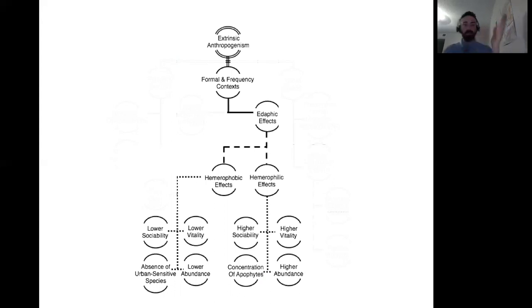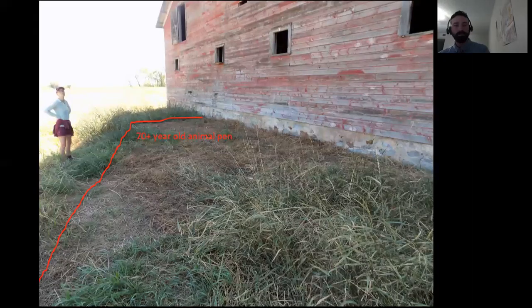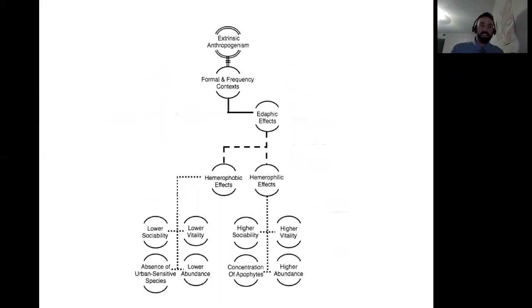And so these positive and negative effects can be observed in a couple different ways. Here is an old, 70-plus-year-old animal pen. There's some evidence of some fencing attached to the homestead's barn. You can see that's an example of lower abundance and lower vitality.